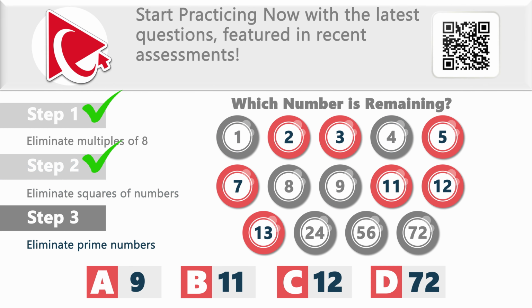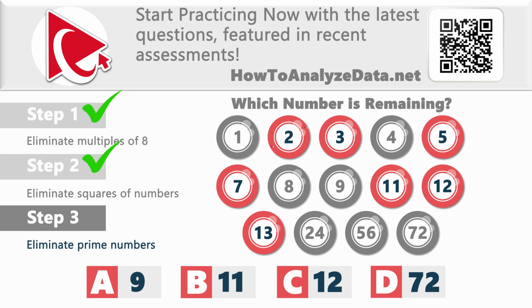Let's look at the remaining numbers of what's left. We have 2, 3, 5, 7, 11, 12, and 13. You know, I can't believe that just by doing one more step, we can eliminate that many numbers. But the reality is that the prime numbers here are 2, 3, 5, 7, 11, and 13. And the remaining number is 12. So the correct answer here is choice C, 12.